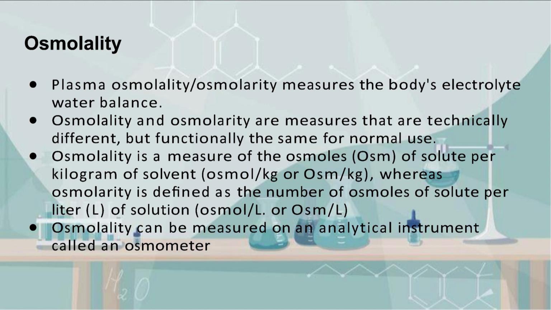Osmolality. Plasma osmolality or osmolarity measures the body's electrolyte-water balance. Osmolality and osmolarity are measures that are technically different, but functionally the same for normal use. Osmolality is a measure of the osmoles of solute per kilogram of solvent, whereas osmolarity is defined as the number of osmoles of solute per liter of solution. Osmolality can be measured on an analytical instrument called an osmometer.